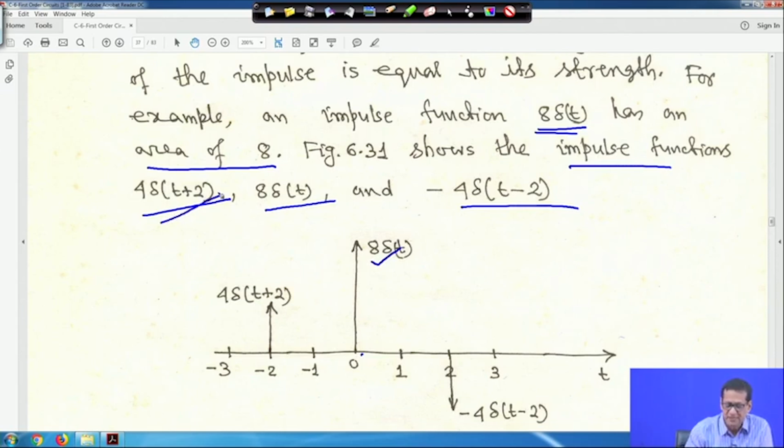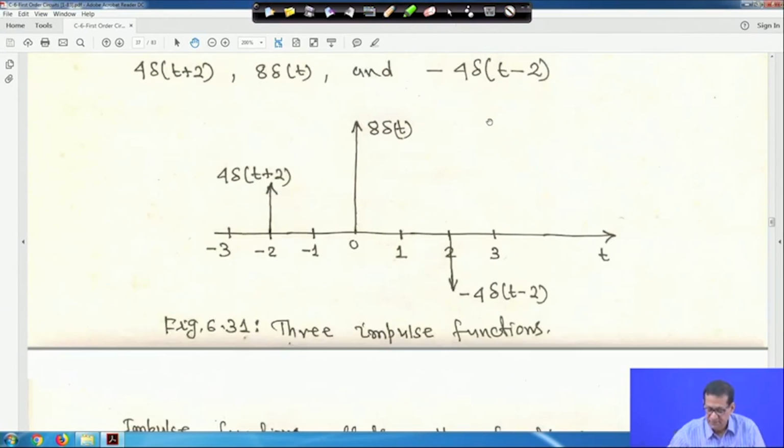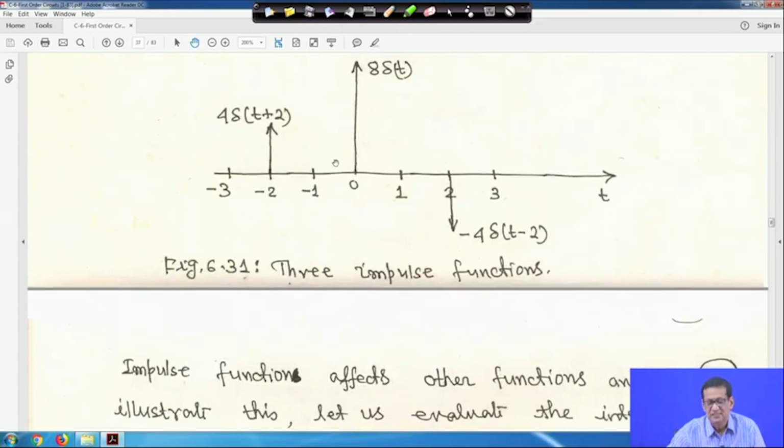Now, for 4 delta t plus 2, that is t is equal to minus 2, it will start from here. This is 4 delta t plus 2, just an impulse, right. And similarly, it is minus 4 delta t minus 2, so t is equal to 2 and it is negative. This is the representation of the impulse function. In this case strength is 8, in this case strength is 4, in this case also the strength magnitude is 4. So, these are the 3 impulse functions I just showed you.